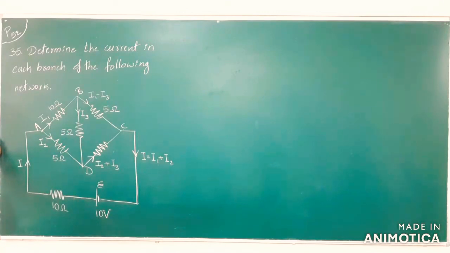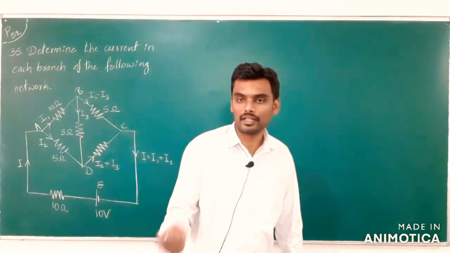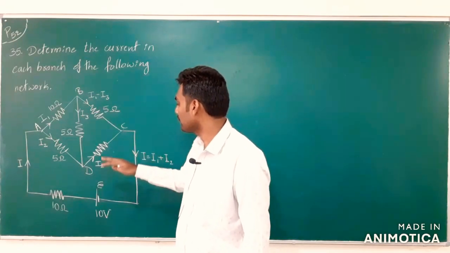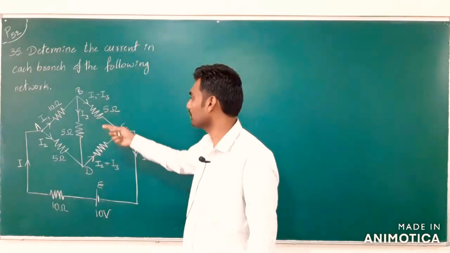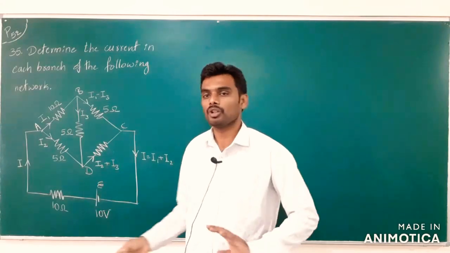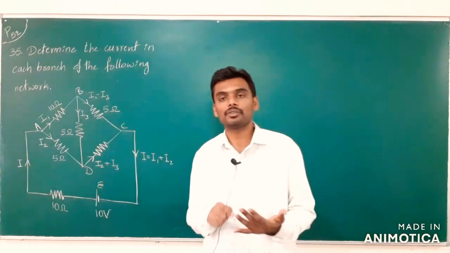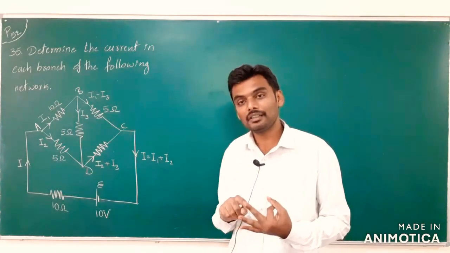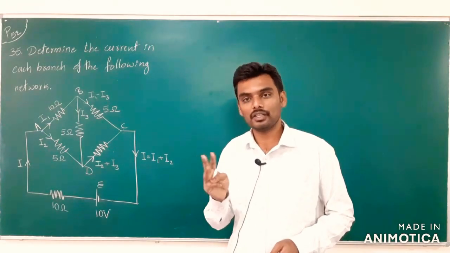If you observe carefully, if we can get the values of I1, I2 and I3, everything else is a combination of them: I1 minus I3, I2 plus I3. So you don't need to bother about all these things. Our intention would be to get the values of I1, I2, I3. We need three values, and hence we will require three equations.